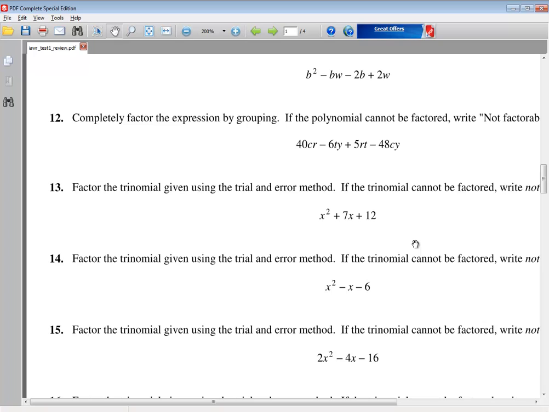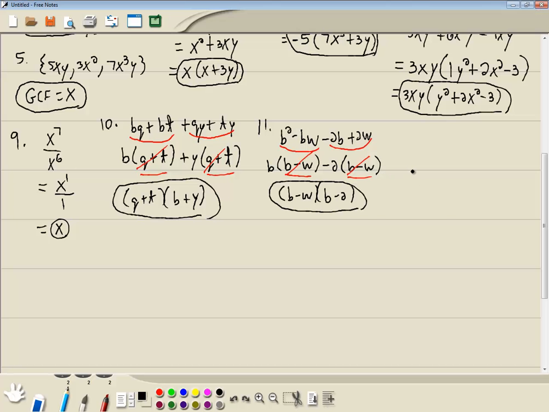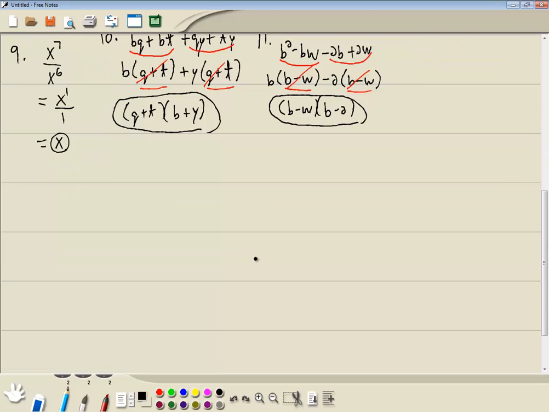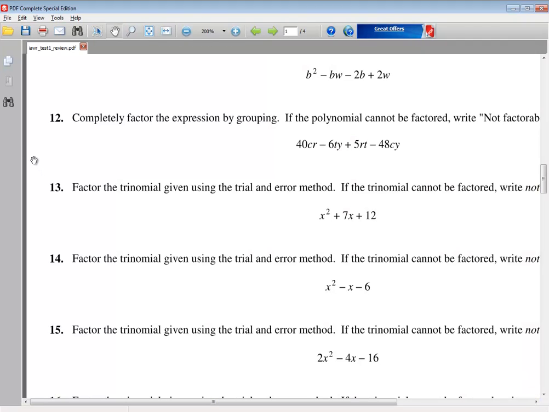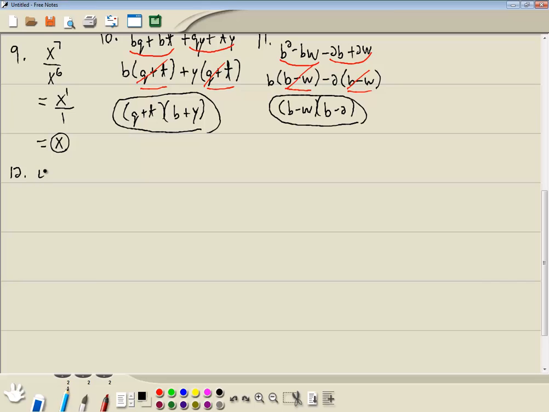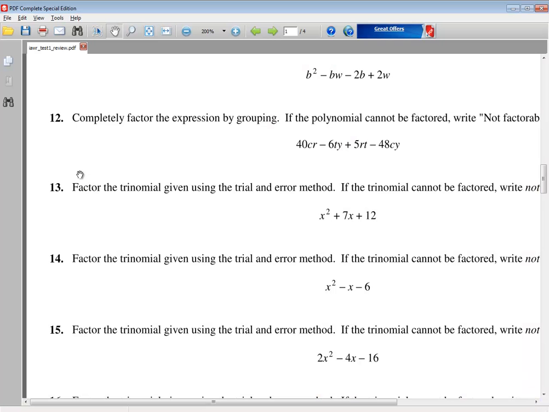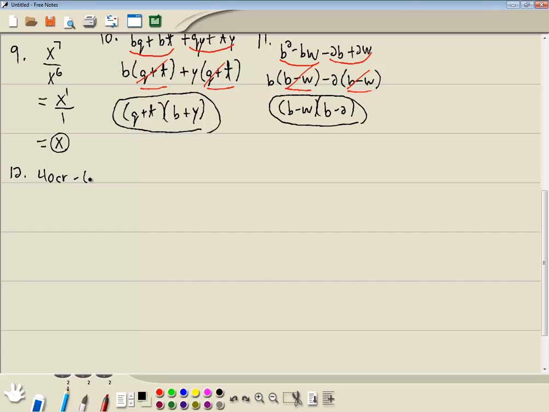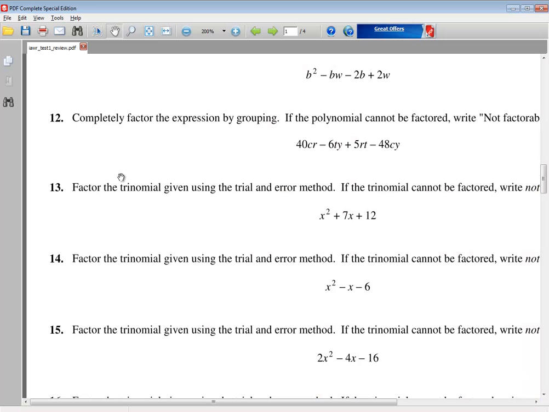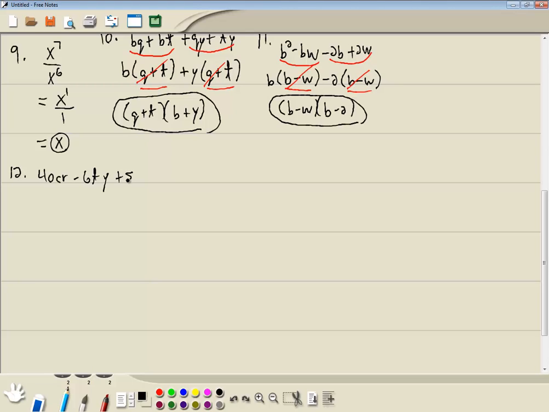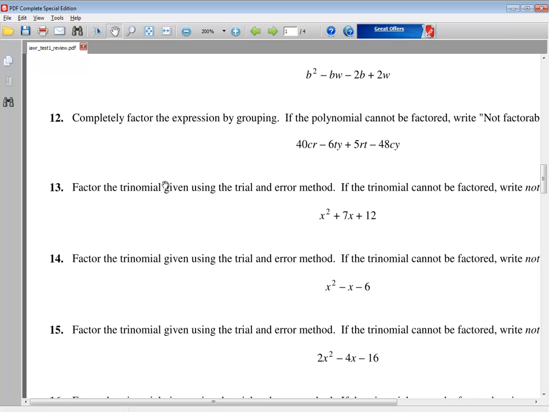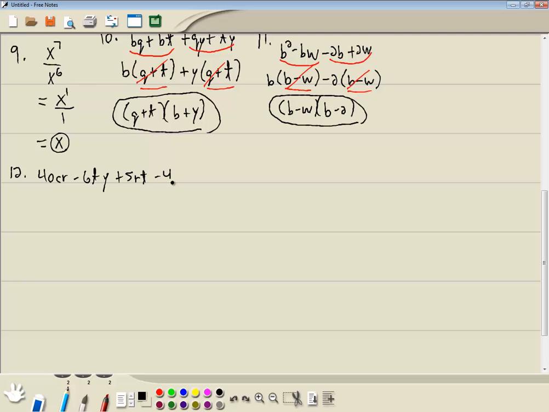Okay, number 12. We've got 40CR minus 6TY, bizarre variables, plus 5RT minus 48CY. This isn't looking promising, so I see a problem right away. But we'll see. Maybe it comes out.